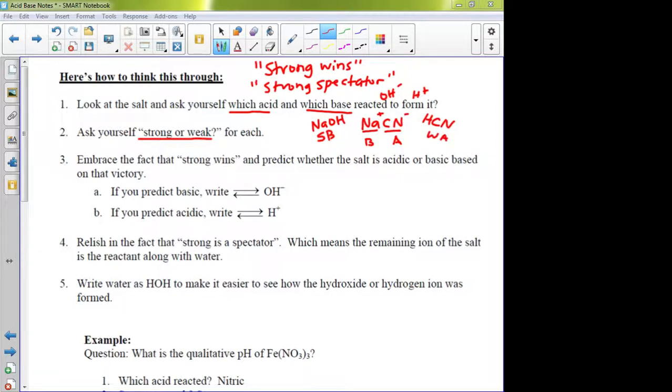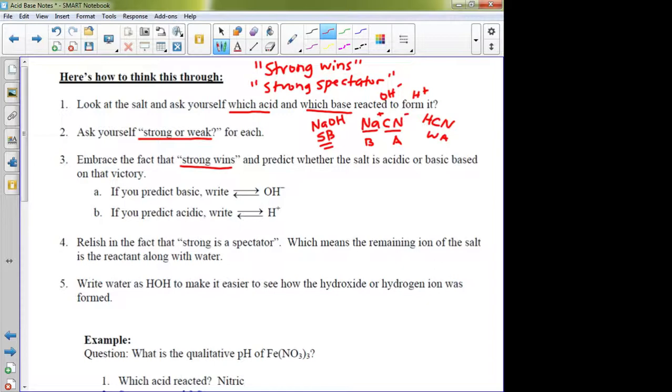Is it always going to be the opposite from a strong base and weak acid? No, they could both be strong, but they'll never both be weak. Okay. So now we have to embrace the fact that strong wins, and predict whether it's going to be an acidic or a basic reaction. So I look and say, since strong wins, this is obviously going to be what? Basic, right? This is my strong base. So I know this is going to be a basic reaction.